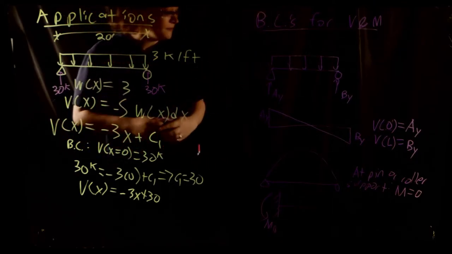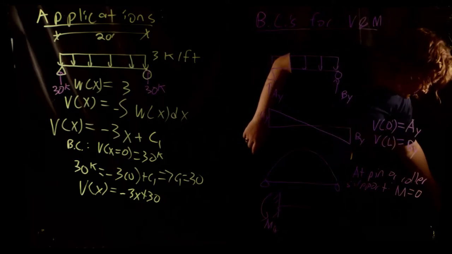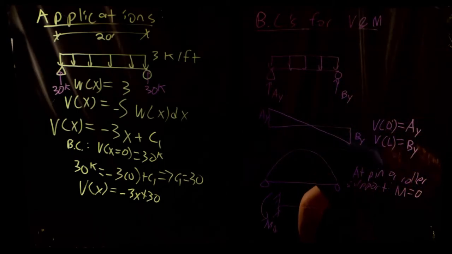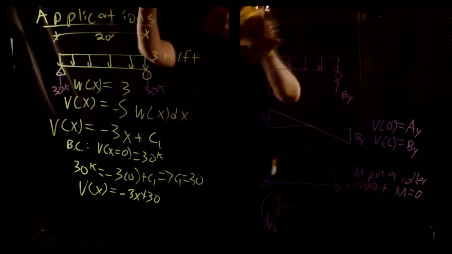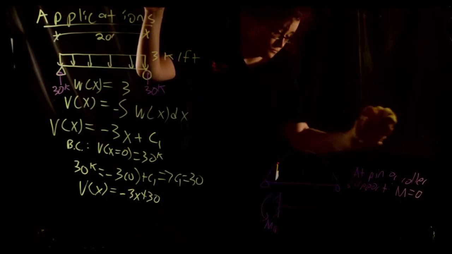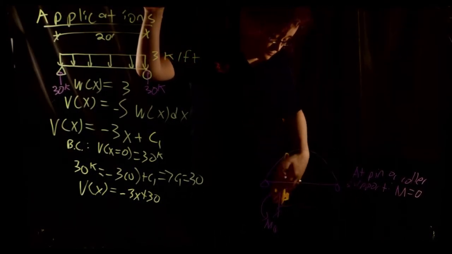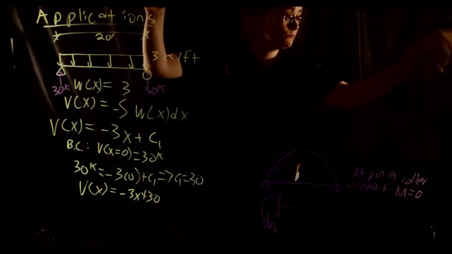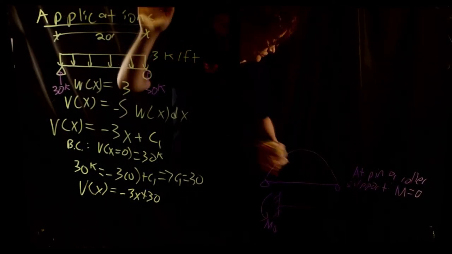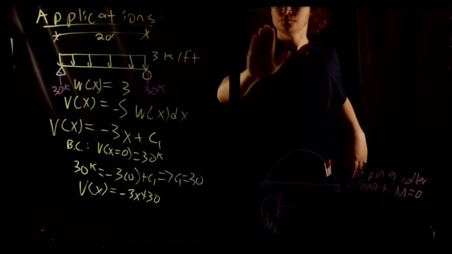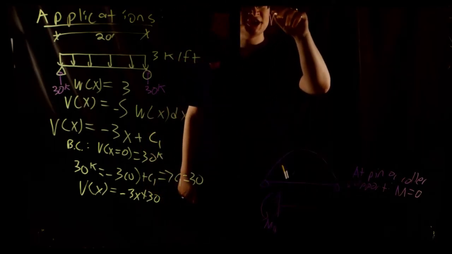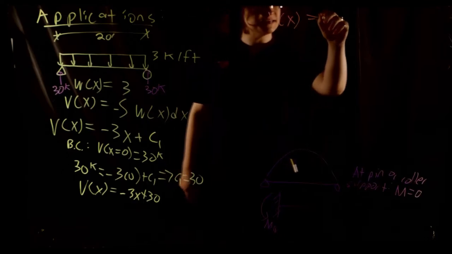Then I can do something similar. I'm going to do the moment over here, I think. I want to go ahead and get the moment function as well. I will leave this portion here so we can reference those boundary conditions. All right, so let's see. We now have V of x, or shear, as a function of x, and that again is negative 3x plus 30.